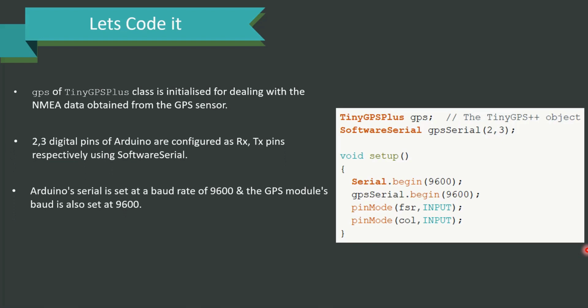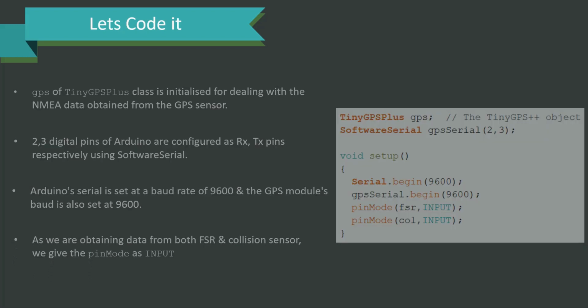Arduino serial is set at a baud rate of 9600 and the GPS module's baud rate is also fixed at 9600. As we are obtaining data from both FSR and collision sensor, we have pin mode set as input, and the same things are coded in front of you, and the code snippet can be referred for easier understanding.